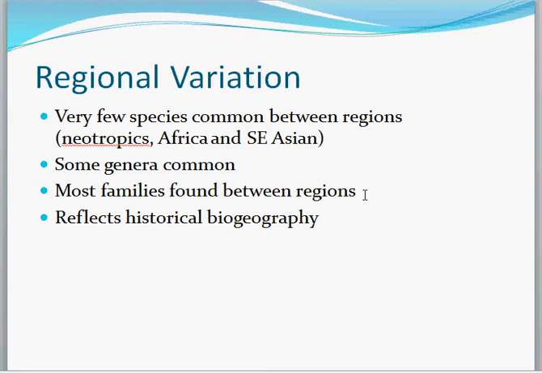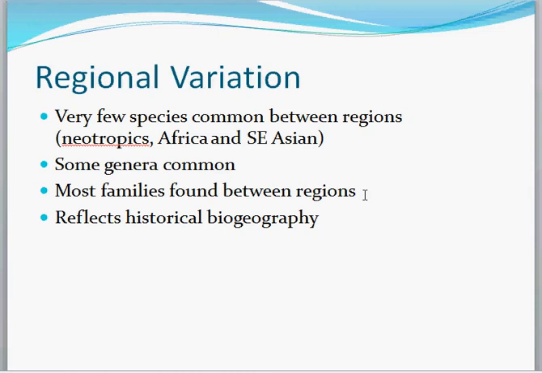So families, because they are higher order taxa and they have been around for many millions of years, tend to be found between the tropical regions. Okay, they have been around when dispersal between the regions is possible. So this commonality between families does reflect historical biogeography. But when it comes to gamma diversity between these different regions, it is very high at the species level, not so high at the genus level, and very low at the family level.